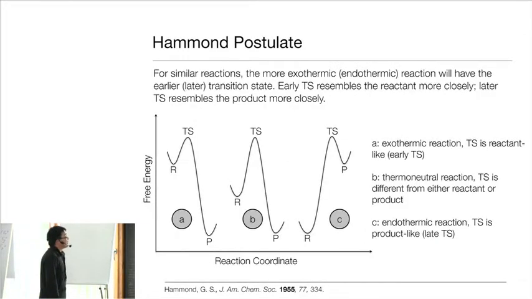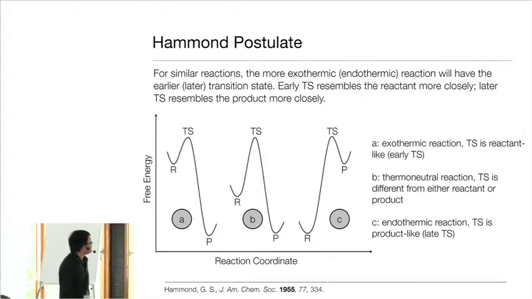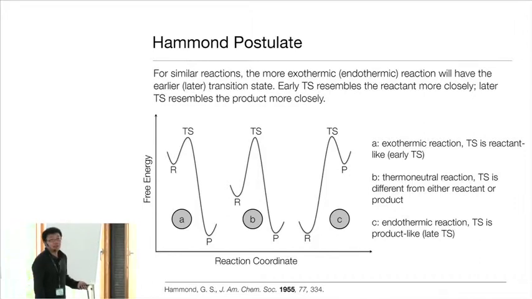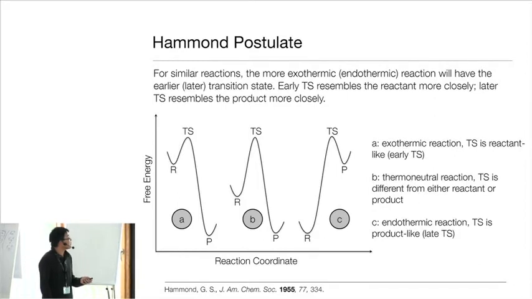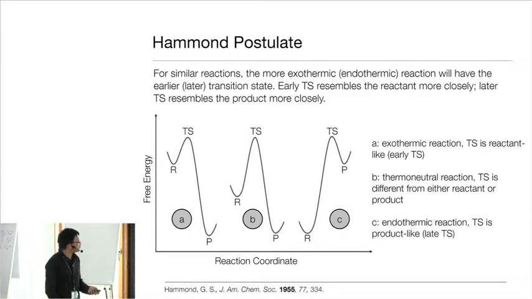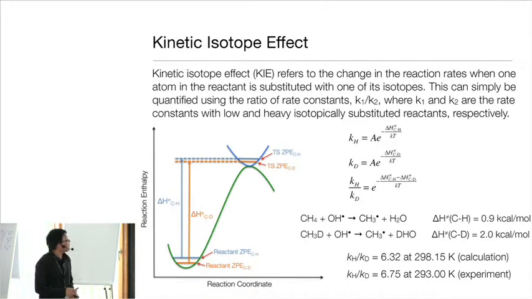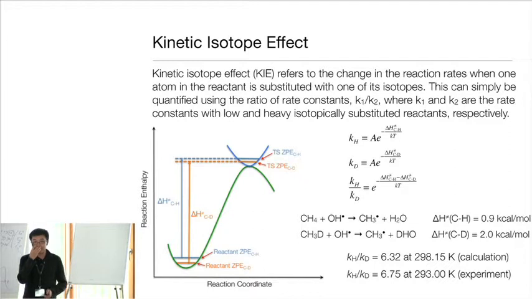Okay, another thing is the Hammond postulate. That also frequently appears in the literature. That is correlated with the thermodynamics and with the transition state geometry. If the reaction is strongly exothermic, then the transition state geometry is very similar to the reactant. And on the other extreme, once the reaction is extremely endothermic, then the transition state geometry is very similar to the product. This is kind of a postulate, never proven that it's true. And we found that sometimes it works very well, but I should mention here, pay attention on that.